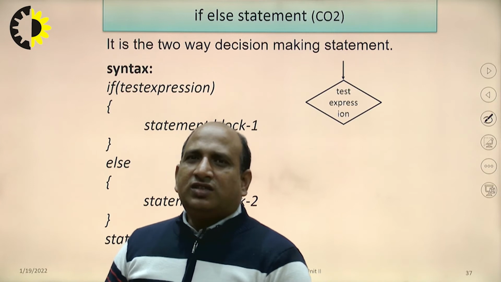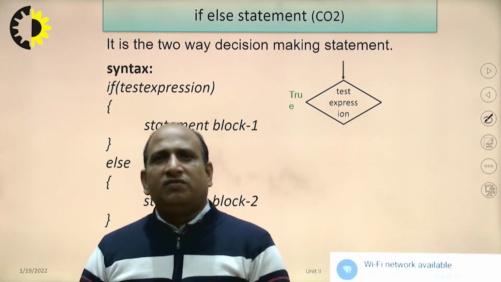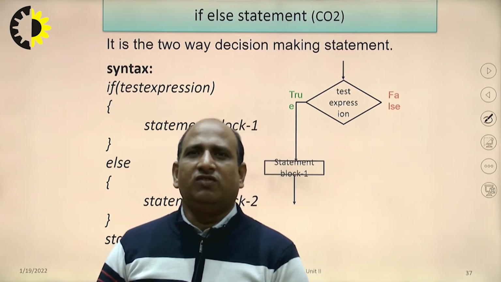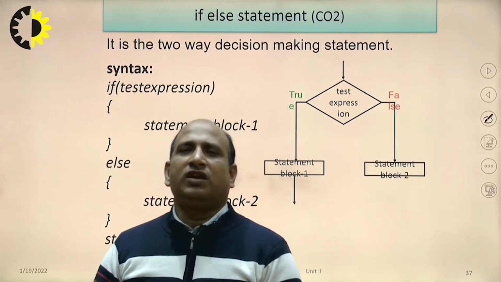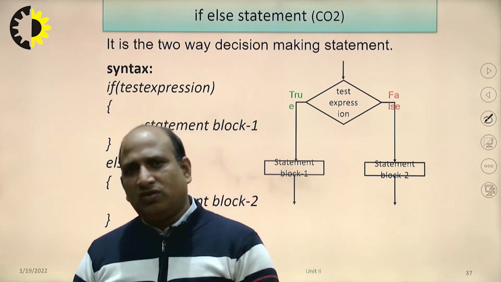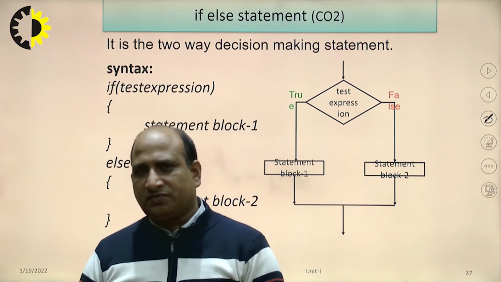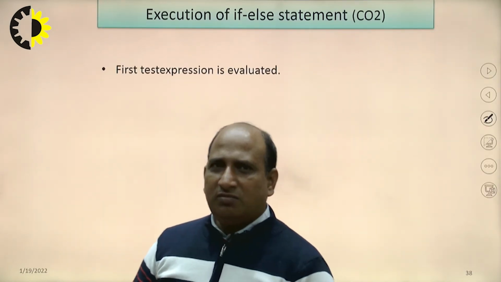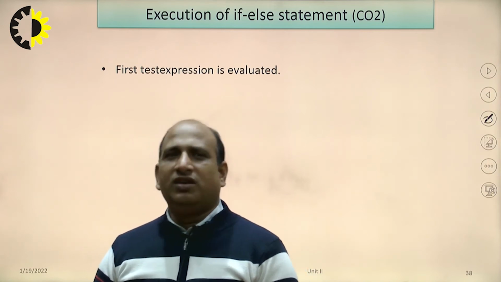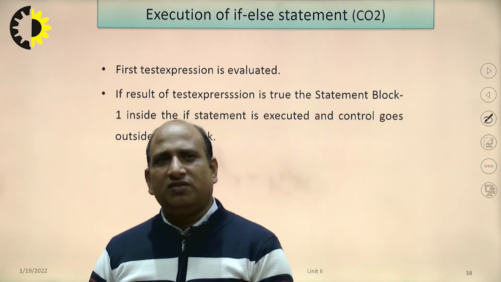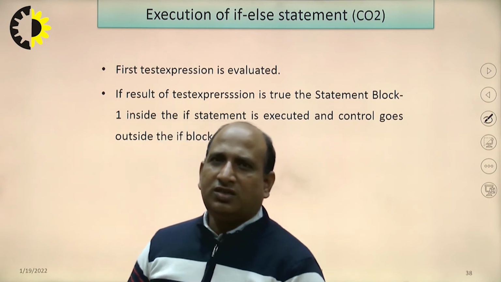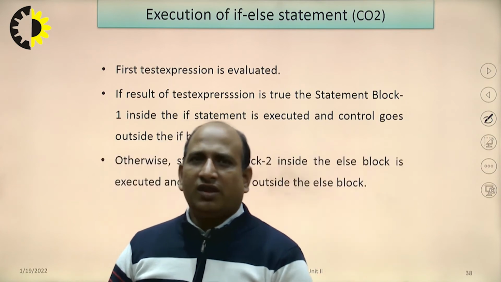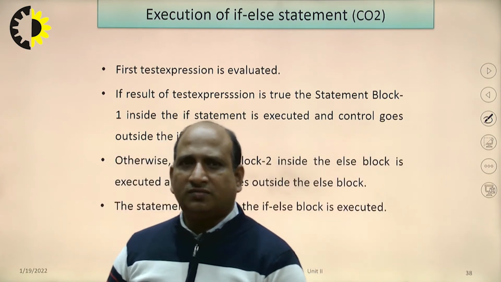Now here is the flow chart. We first test the expression. If it evaluates to be true, the statement block 1 executes, otherwise if it evaluates false, the statement block 2 executes, and finally the rest of the code outside this if else will execute. I have already explained that first the test expression is evaluated. If its result is true, the statement block 1 within the if will execute, otherwise it goes to the else block and the statement block 2 will execute.